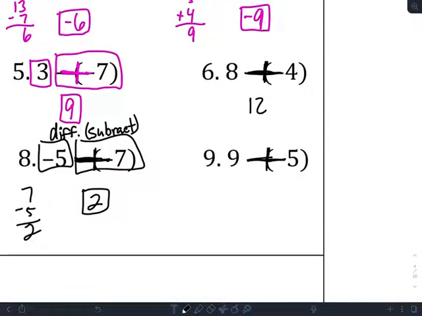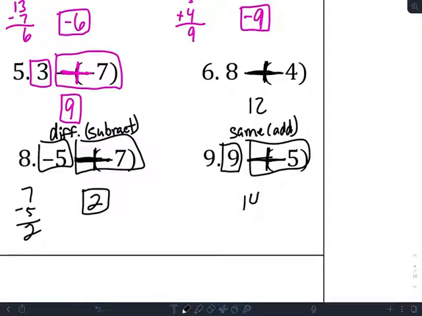Subtract a negative, connect. So we just have 9 plus 5. We could do this also. Same signs or different signs? Same. So just add them and keep the sign. 9 plus 5 gives us 14.